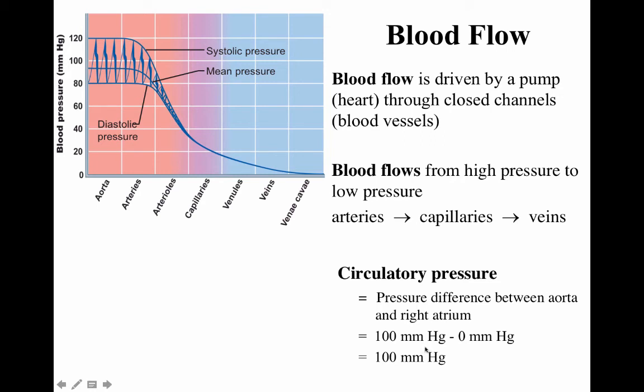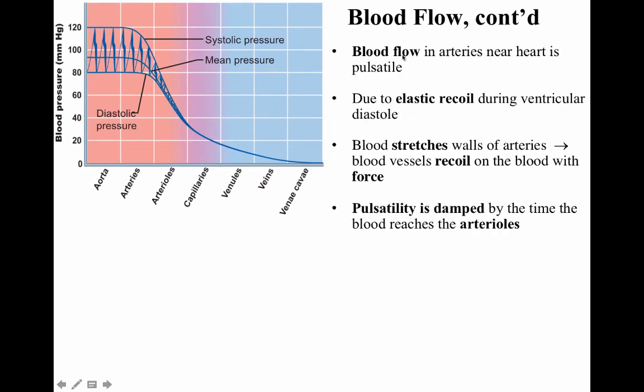Compare 100 millimeters of mercury to going to 0 millimeters of mercury in this difference. Blood flow in arteries near the heart is pulsatile. That's these pulsations in here. Due to the elastic recoil during ventricular diastole, we have this recoil of these arteries when the ventricle is being filled. And that's because blood stretches the walls of the arteries and blood vessels recoil on the blood with force.